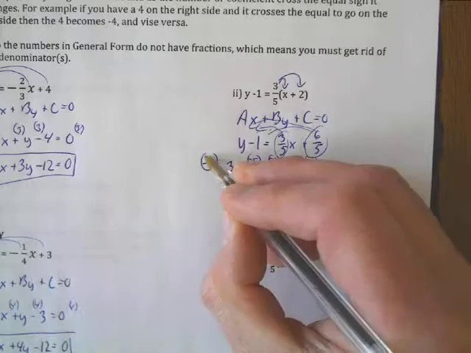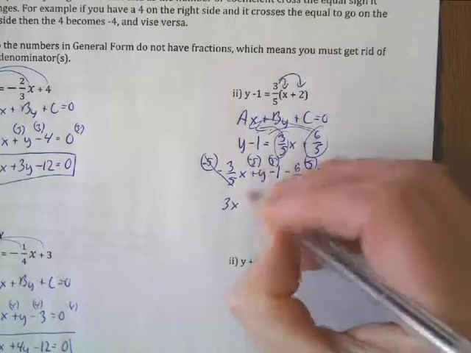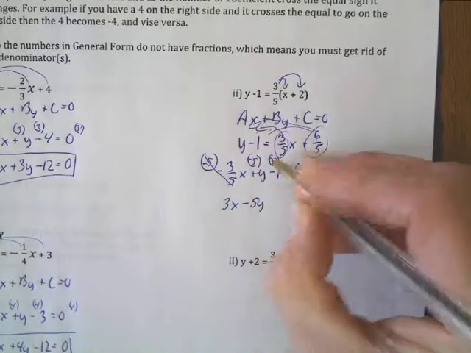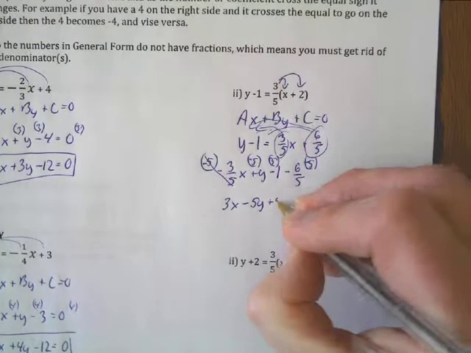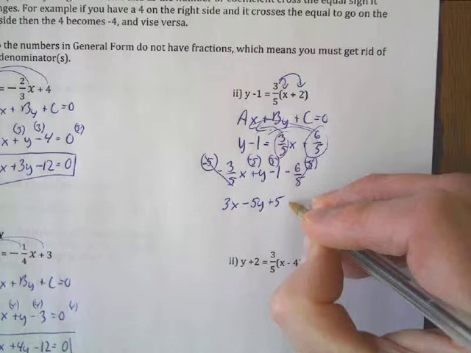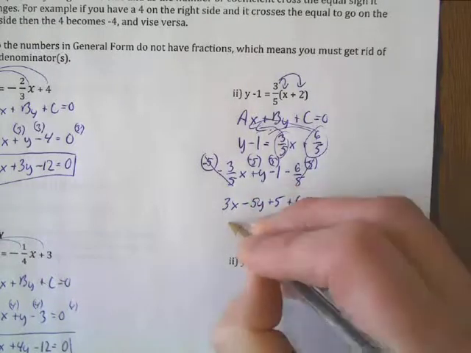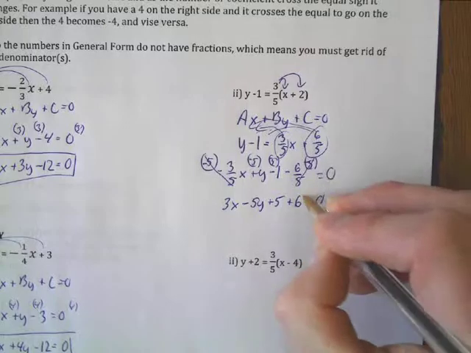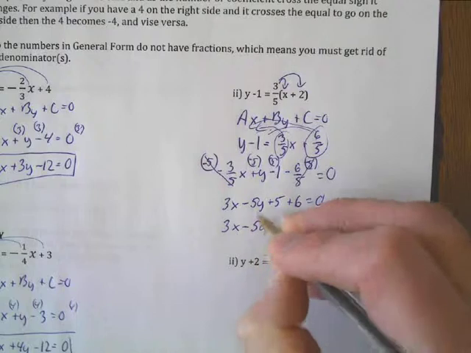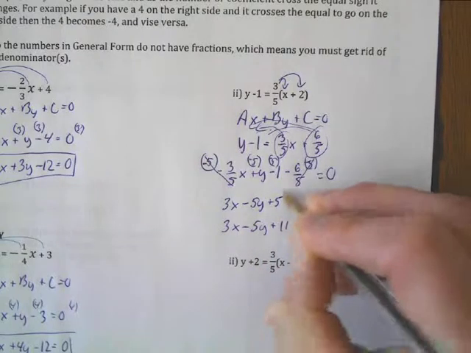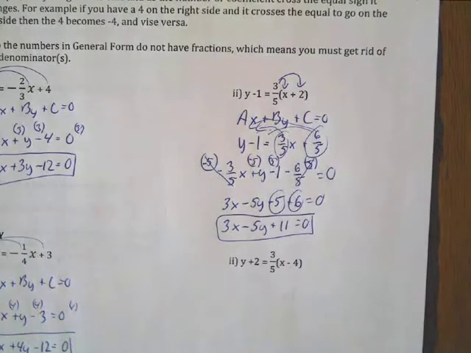So negative 5 crosses out, so I get 3x. Negative 5 times y is negative 5y. Negative 5 times 1 is 5. And these cancel out, and I get plus 6. Then equals 0, sorry. Put my like terms together, so there's no x's, there's no y's, but the 5 and the 6 go together. And there it is, in general form.